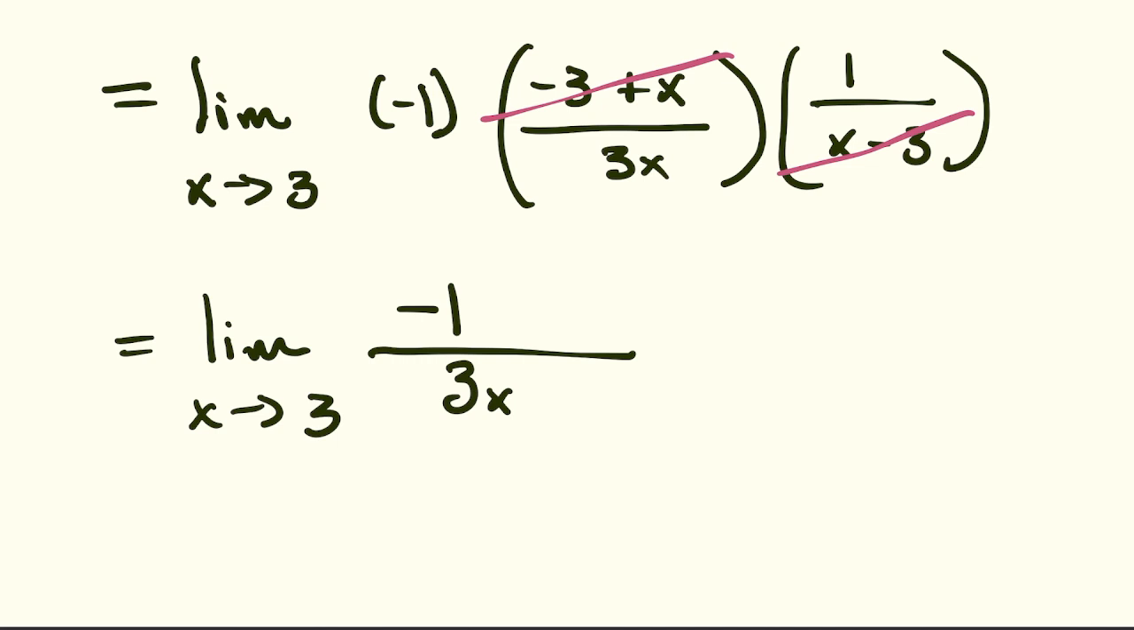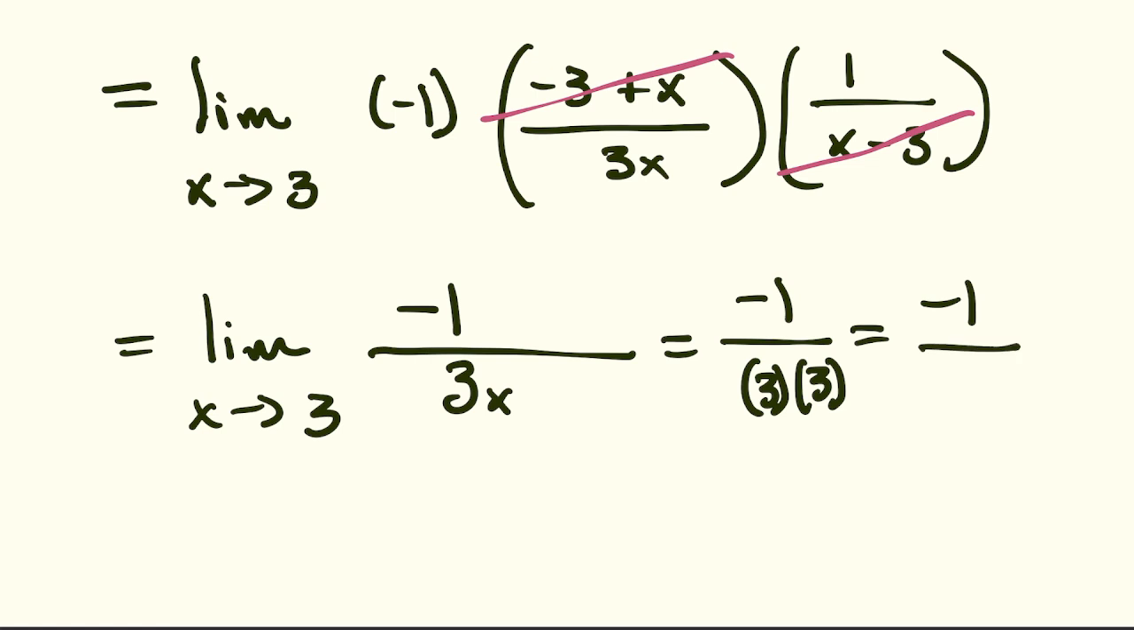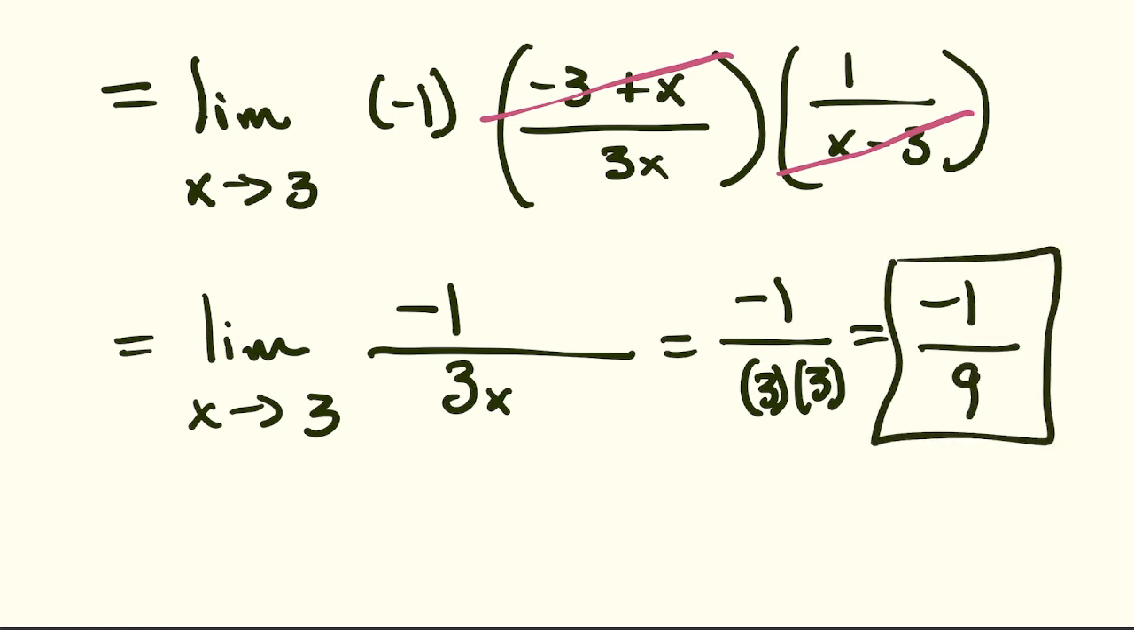And now at this point we see, oh my gosh, this is so much easier. Let's plug in that 3. This is going towards 3, so this is negative 1/9. And there is our beautiful solution with just a little bit of elbow work algebra involved.